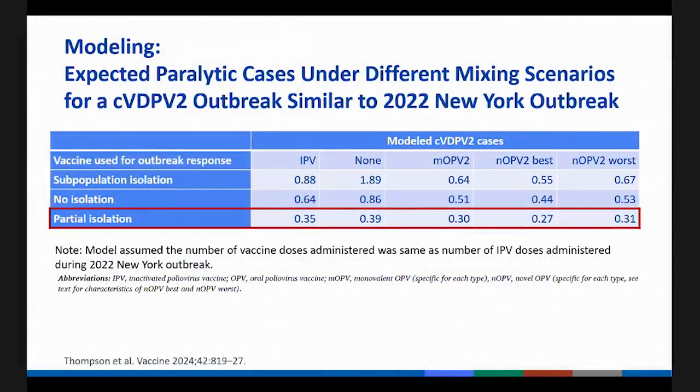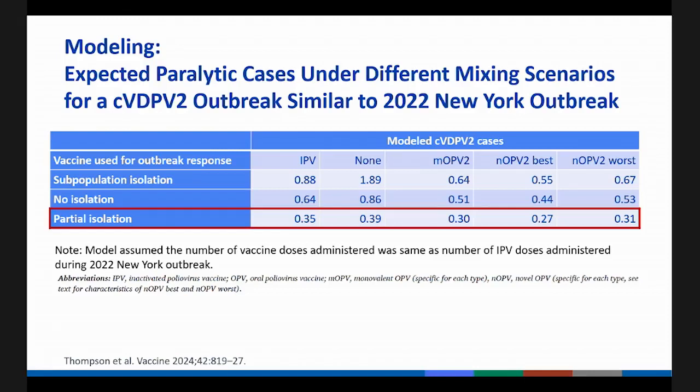Kim Thompson and her colleagues at KidRisk modeled the expected number of paralytic cases under different mixing scenarios for a CVDPV2 outbreak similar to the 2022 New York outbreak. They compared the number of cases expected with an IPV-only response to responses that used a Sabin OPV2 or an NOPV2. In their model, they assumed that the number of vaccine doses administered was the same as the number of IPV doses that were actually administered during the 2022 New York outbreak.